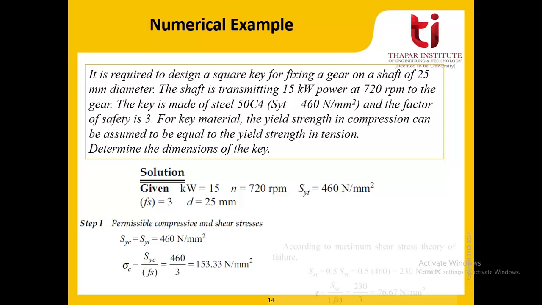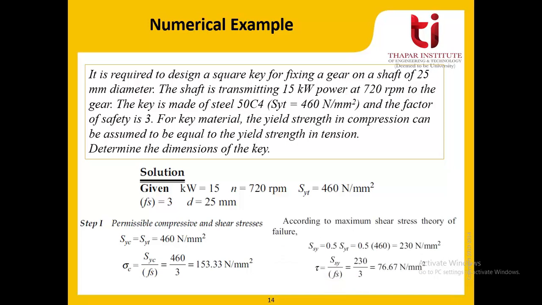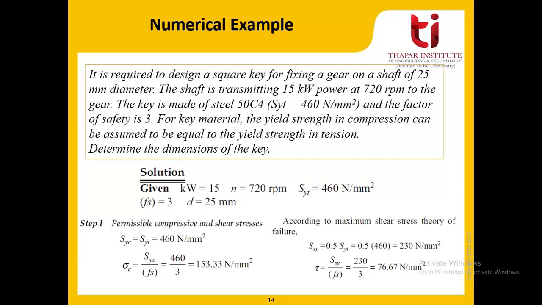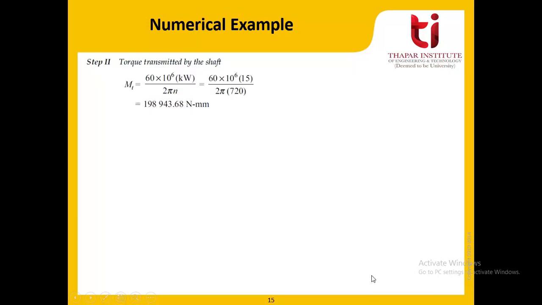So in that assumption I can take SSY equal to 0.5 of SYT, that is 230 megapascal, and shear stress will come out to be 230 by 3 after taking a factor of safety into account, as 77 megapascal, which is obviously half of the compressive strength. So now these two stress values we will use for the design part.